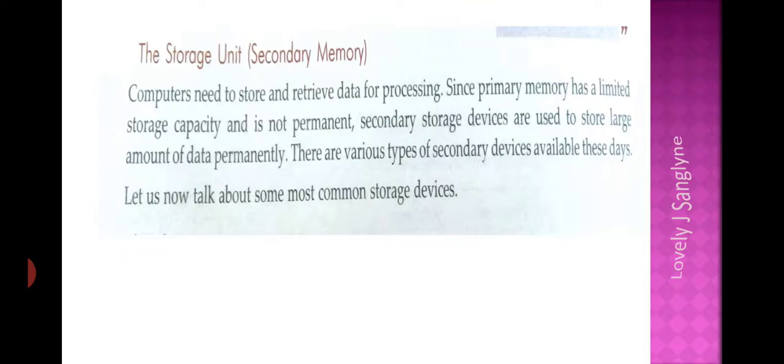Some of the secondary storage media are hard disk, CD, flash drive, etc. So let us now talk about some of the most common storage devices.